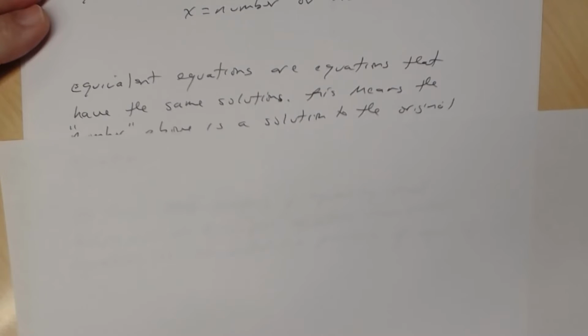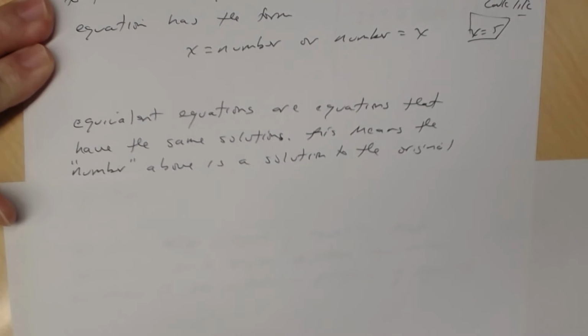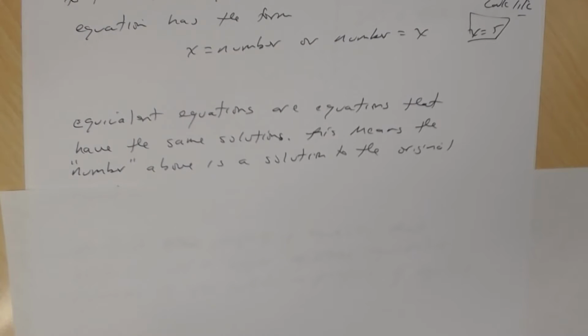All right, so what are equivalent equations? Well, equivalent equations are equations that have the same solution. And this means that the number above, the number we're referring to, is a solution to the original. As we get into more complicated equations, you're going to see that each of those steps that follow are called equivalent equations, because whatever that number is will be a solution to all of them, but in particular it will be a solution to the original, which is what you're trying to find a solution of.